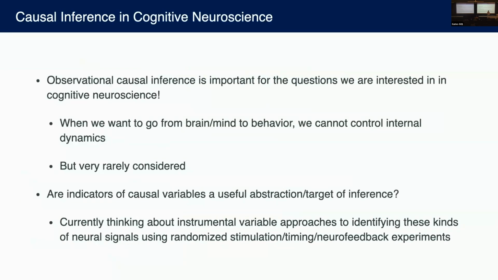And overall, observational causal inference is a key idea for cognitive neuroscience, especially when we want to go from explaining behavior from the brain or mind, where we cannot actually control internal dynamics. This is super important, but pretty rarely considered. Yeah, and we're still working on a lot of these things.